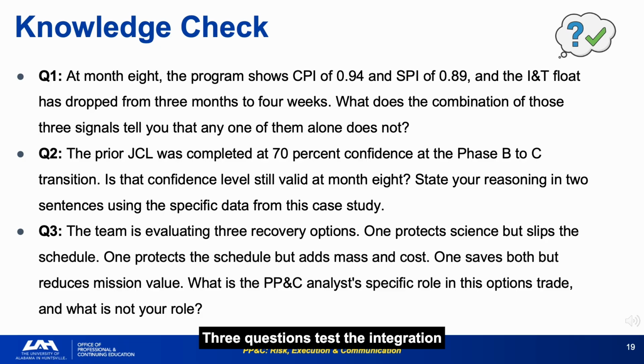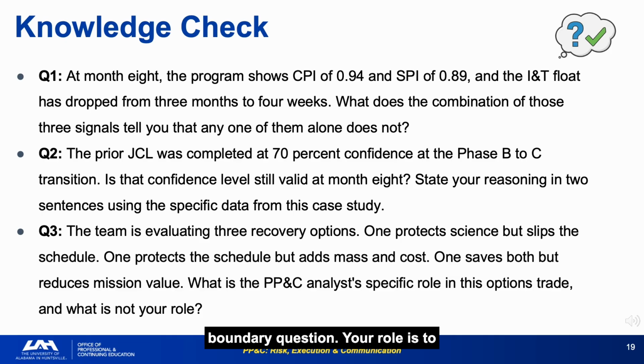3 questions test the integration competency, reading a compound signal, assessing JCL validity against current data, and defining the analyst's role boundary in an options trade. Q1 asks for what the combination tells you that any individual signal does not, which requires the integrative analytical skill that the entire 4-course pathway has been building toward.